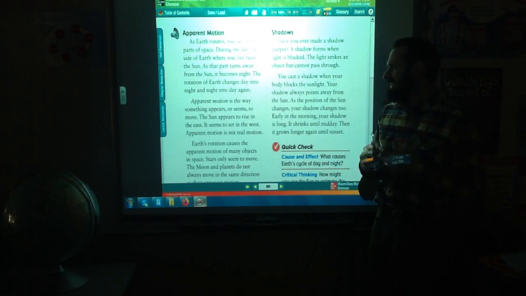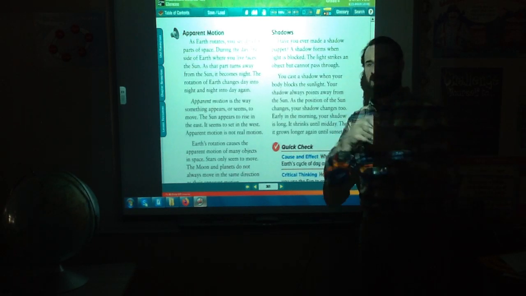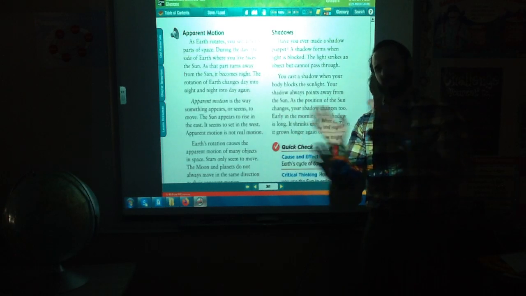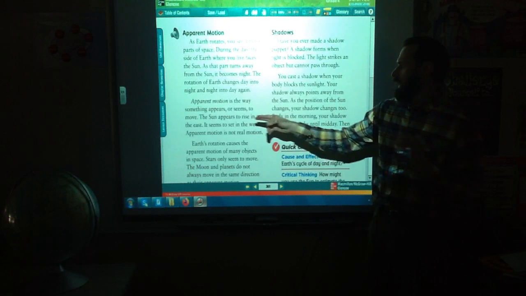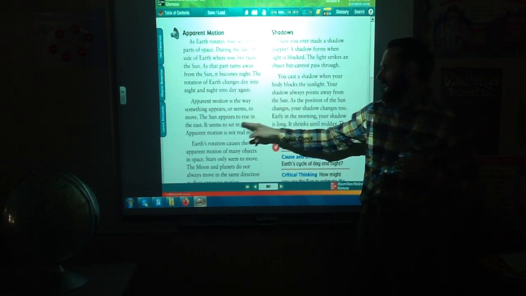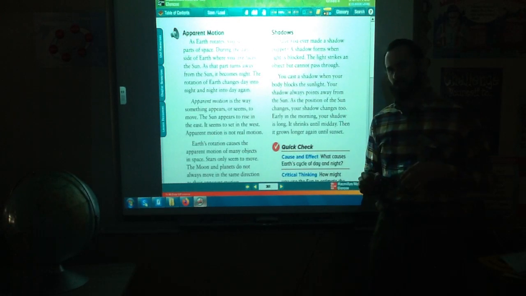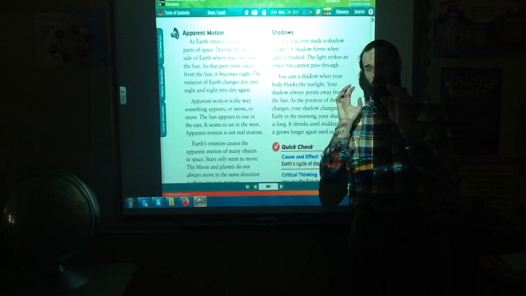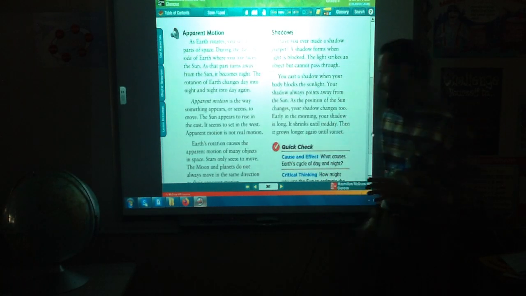Apparent motion is the way something appears or seems to move. So the sun has apparent motion. I just told you the sun doesn't move. What's actually happening is we are moving in relation to it. Okay? And the sun appears to rise in the east, it seems to set in the west. The apparent motion is not real motion. So the real motion is that we're spinning. What it looks like is happening, or the apparent motion, is that the sun moves from east to west.